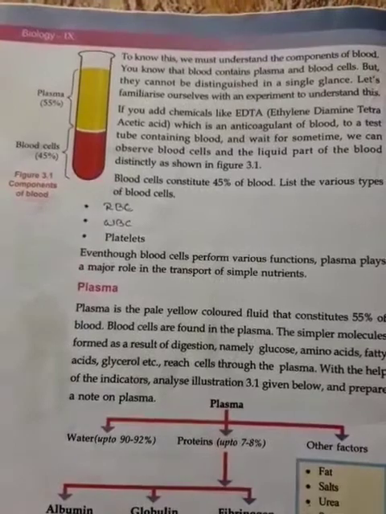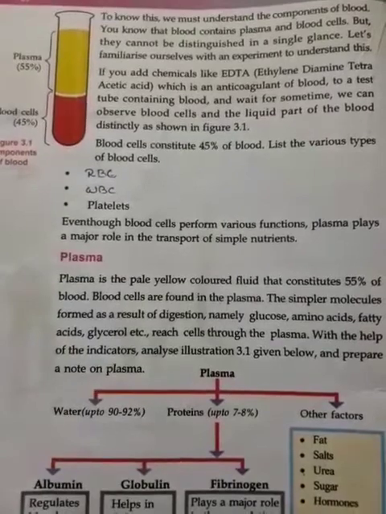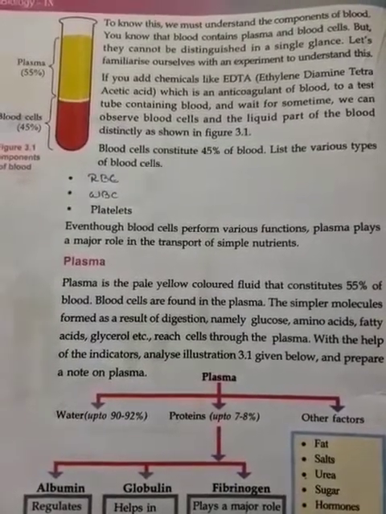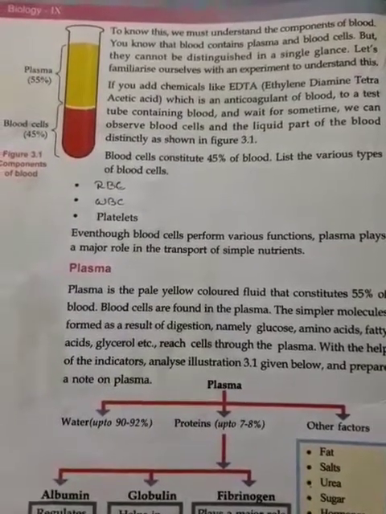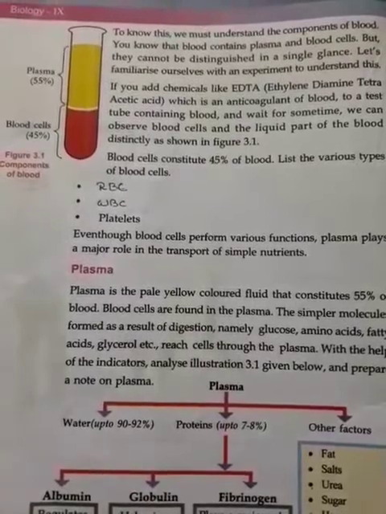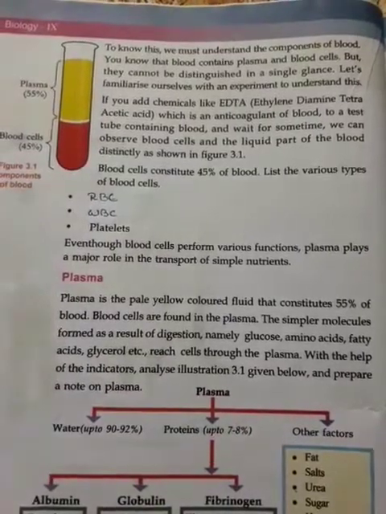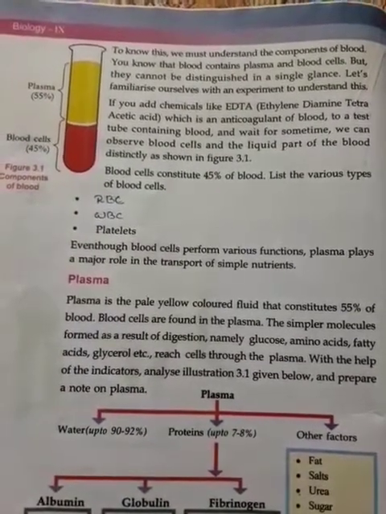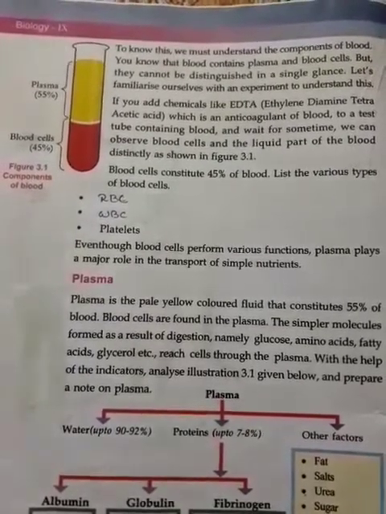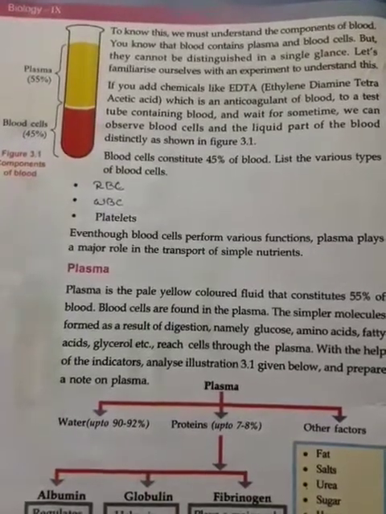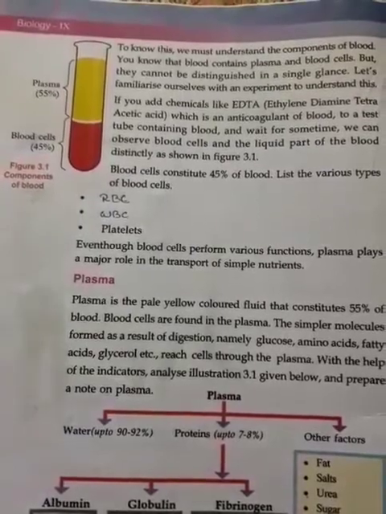Blood maintains immunity, transports oxygen and carbon dioxide, carries hormones to their target tissue, transports excretory materials, and regulates body temperature. These are the different functions of blood.